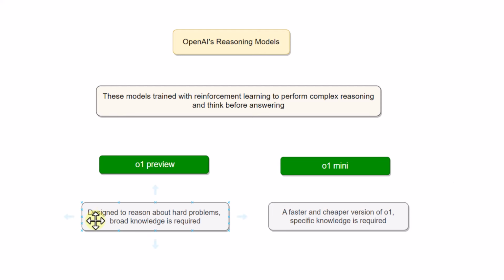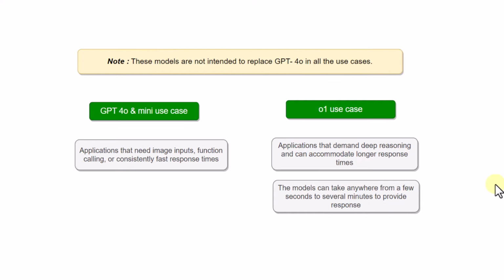O1 Preview is designed to reason about hard problems and for use cases where broad knowledge is required. O1 Mini is a faster and cheaper version of O1. This is useful in use cases where specific knowledge is required. But can we just go ahead and use this model in all our use cases? Well, that's not true. These models are not intended to replace GPT-4o in all use cases.